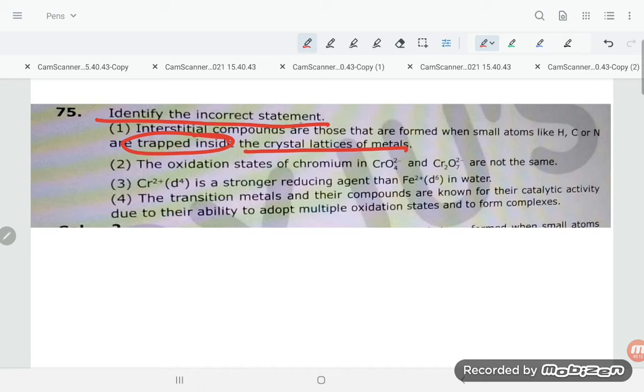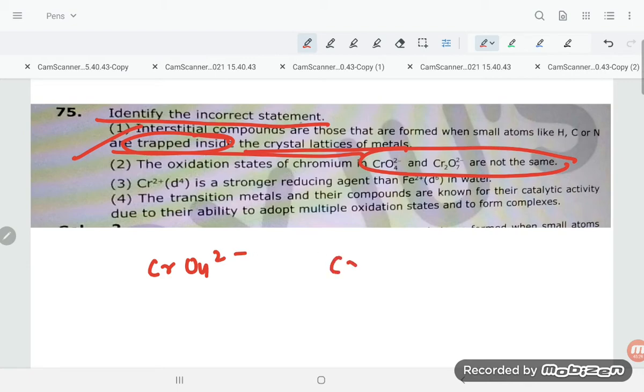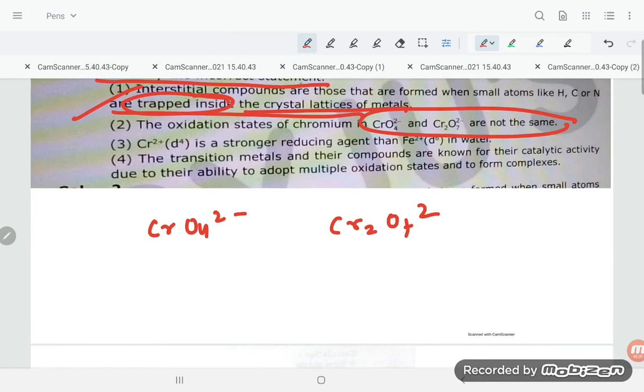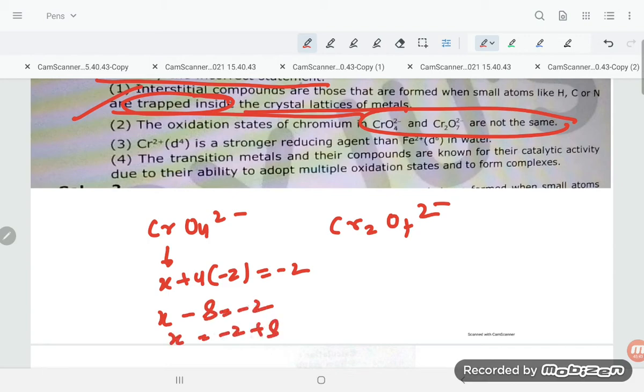Okay, interstitial compound means what, student? The atoms are trapped. Next option, this could be the correct option: the oxidation state of chromium in CrO4 2- and Cr2O7 2- are not the same. So let us calculate, student. CrO4 2-: x plus 4 times minus 2 equals minus 2, so x minus 8 equals minus 2, so x equals minus 2 plus 8, that is plus 6.